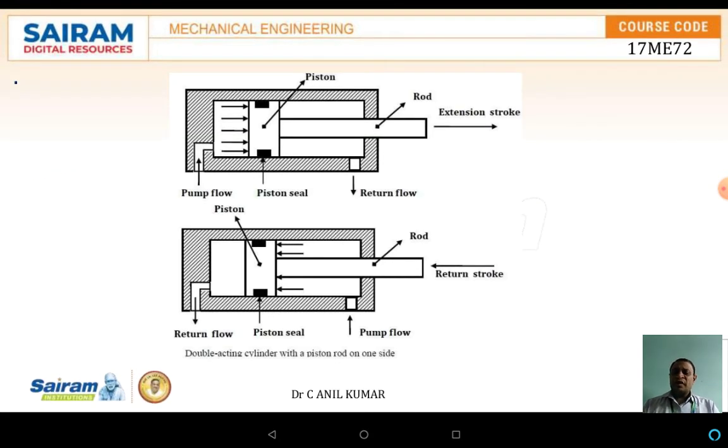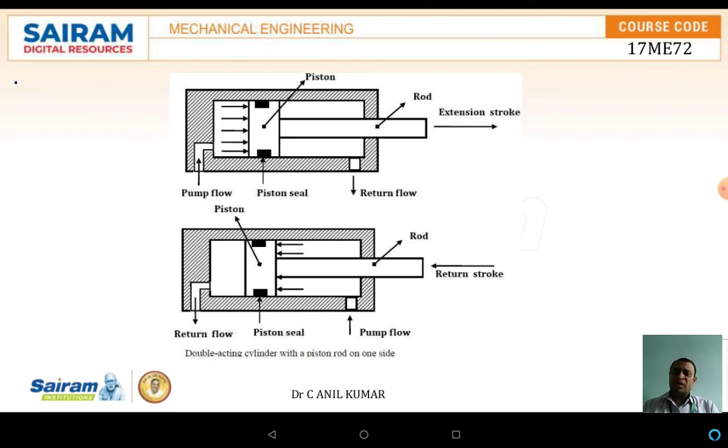The schematic diagram shows the double acting cylinder. Even here there are two ports. One is the pump flow, and the other one is the return flow. If the pressure is applied in the pump flow, the piston moves from left to right, which is the extension stroke.